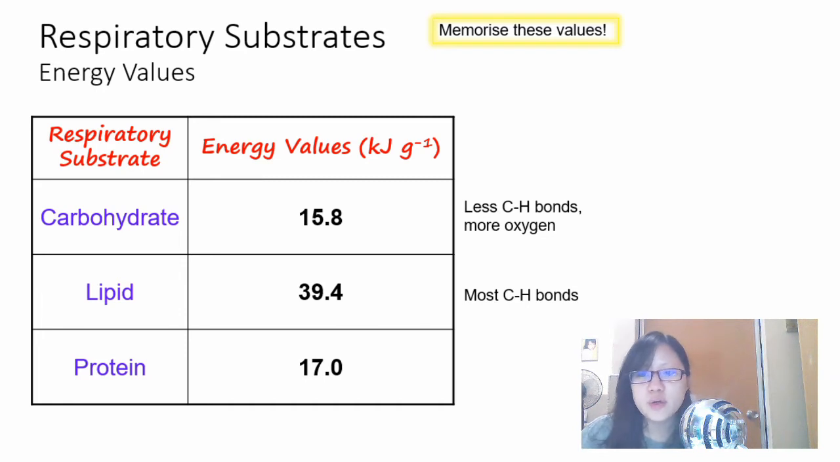So you might be wondering, why in the world do we need to memorize these values and where in the world did they come from? Let me answer the first question first. Why do you need to memorize this? It's because the exam will ask. They will show you the energy values and then ask you what respiratory substrate is used. So you need to know them. Anyways, the second question is, where did they come from?